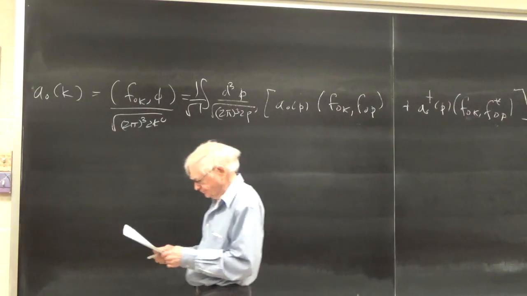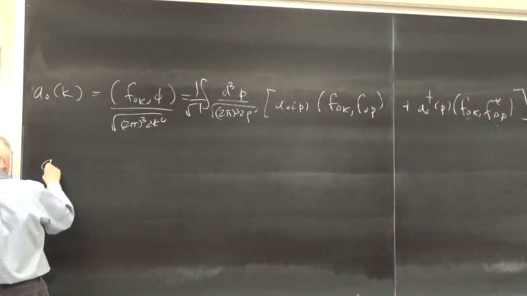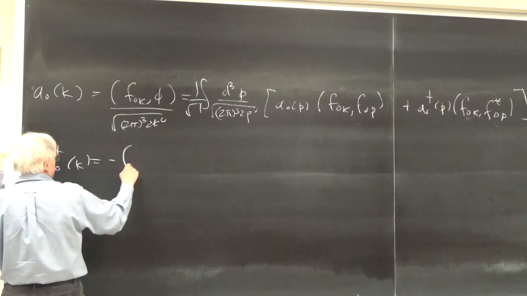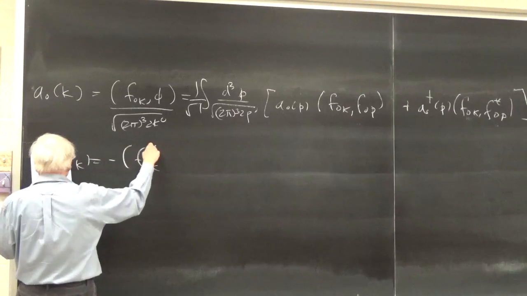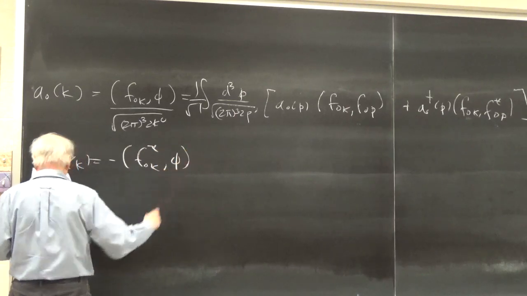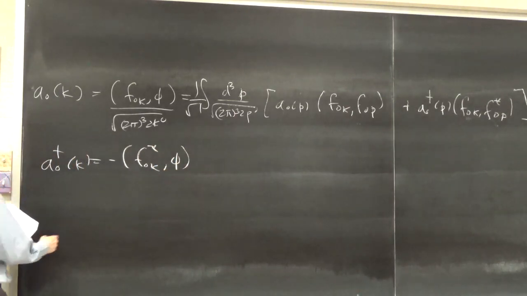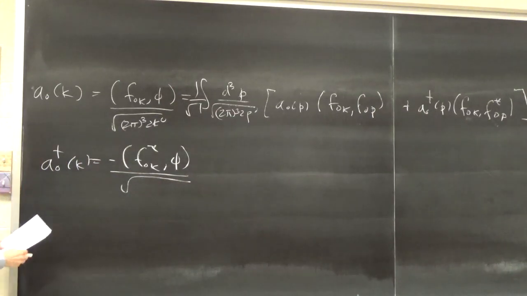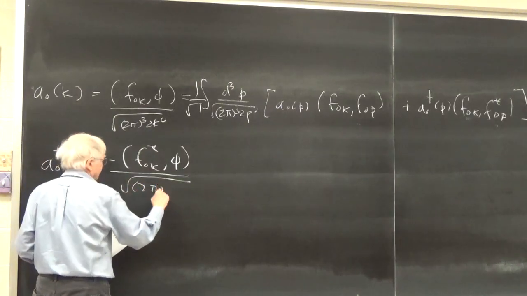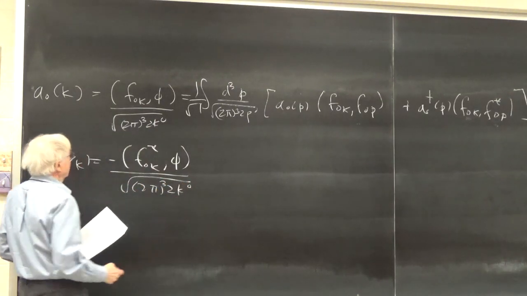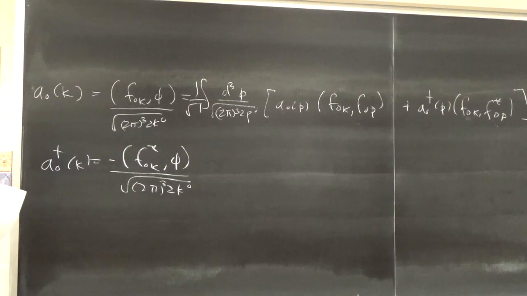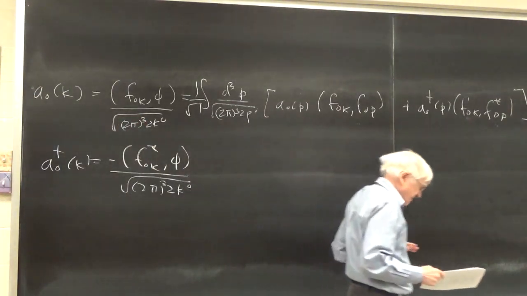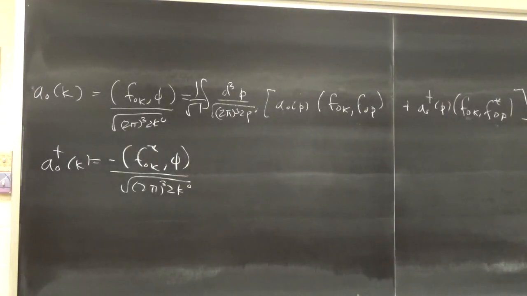And similarly, we can write A0k dagger is minus F0k star, the inner product of that with the field. And again, divided by this square root. So this expresses the flat space annihilation and creation operators in terms of the field and their mode functions.